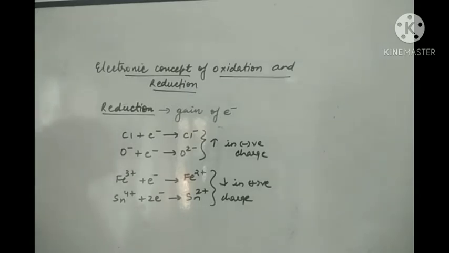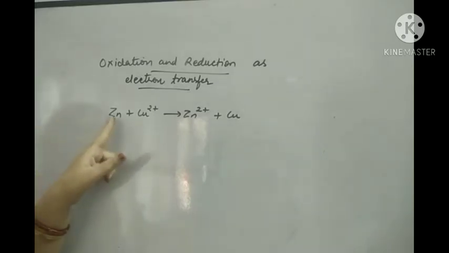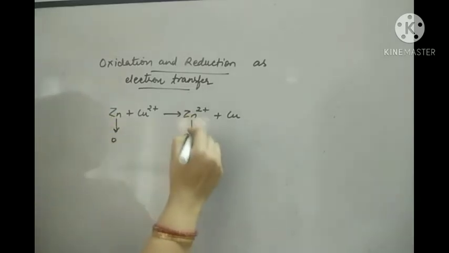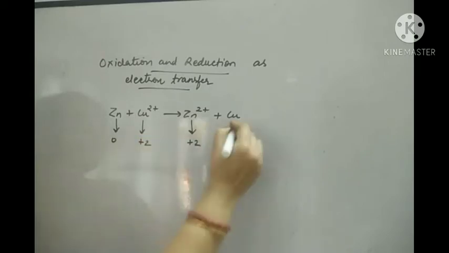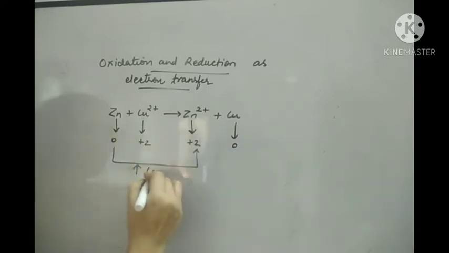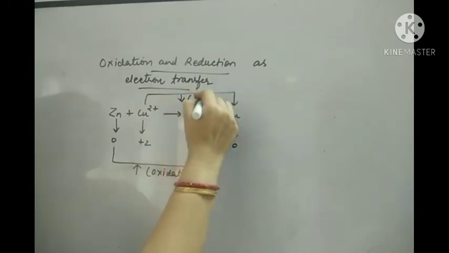So if any ionic equation is given to me, I can easily find out which is oxidation, which is reduction, which is the oxidizing agent, and which is the reducing agent. So now, oxidation and reduction as electron transfer. How to find out oxidation and reduction if the ionic equation is given to us? Suppose this is the equation, Zn plus Cu2 plus gives Zn2 plus Cu. Here the charge on zinc is 0, here the charge on zinc is plus 2, here it is plus 2 and here it is 0. 0 to plus 2, there is an increase in the positive charge, or overall increase in the charge, it is oxidation. And plus 2 to 0, it is a decrease in charge, so it is reduction.